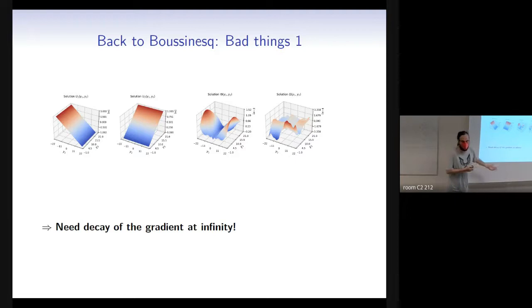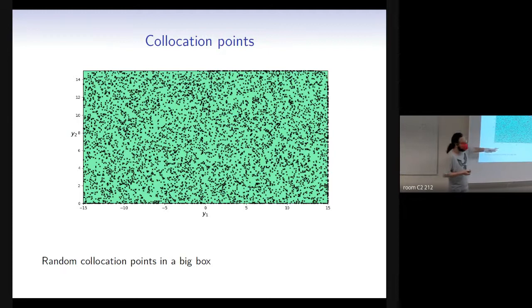We select random collocation points in a big box. Actually, these are not the original y1 and y2. We do a change of variables, an exponential change of variables, to map a small box to an exponentially big box to reach further out. And we select our collocation points randomly in this box.